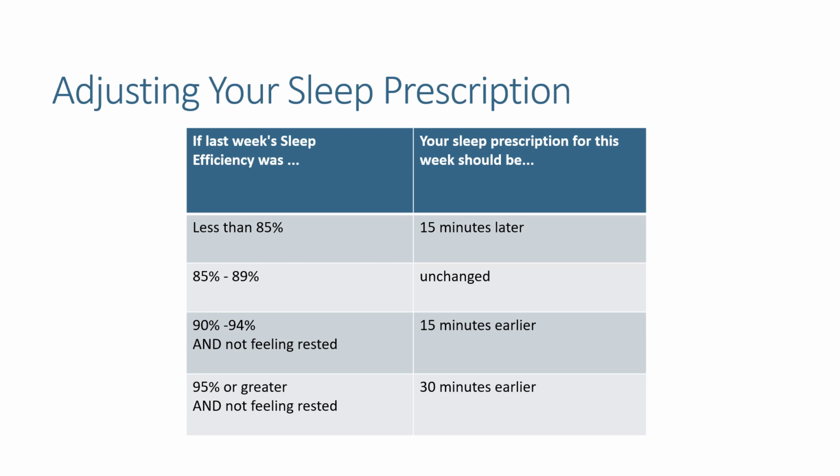So if you're under 85%, you're going to push your bedtime, tough it out for 15 minutes later to start upping that sleep drive. If you had a great week and your sleep score was in the 85 to 89% range, we're not going to touch it. That's an area that we're not too concerned about. If your sleep efficiency score was higher, so 90 and above, that may indicate that we should make some change. And the key is whether or not you feel rested.